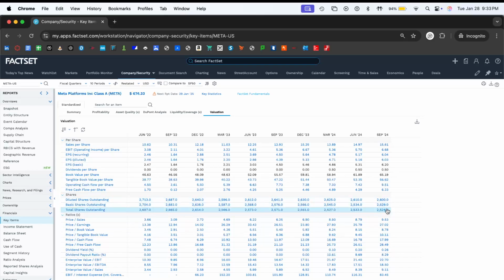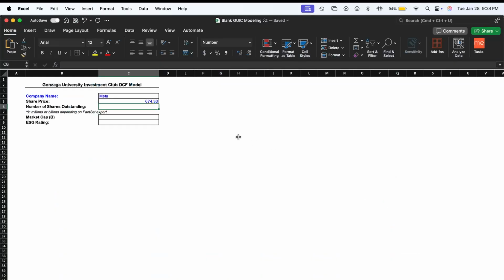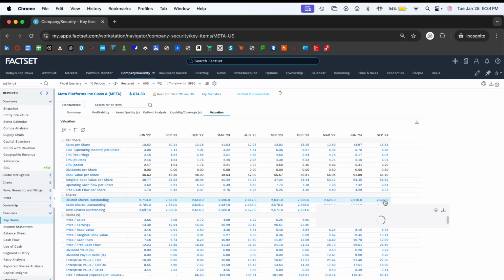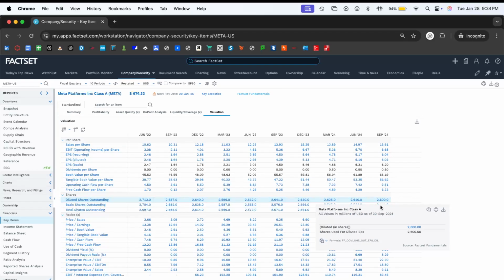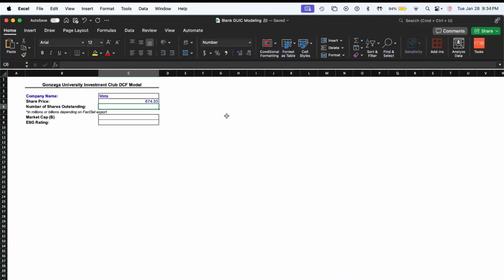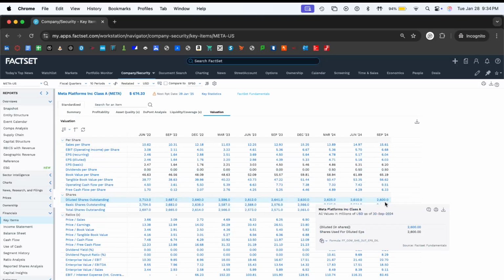Actually, use diluted unless you have rationale for another. The difference is diluted just normally includes more things like employee stock options, warrants, restricted stock units, stuff of that nature. You can always click on things here to get more clarification. The number is in millions. So just something to keep in mind is that this is 2,600, so it's actually 2.6 billion shares.